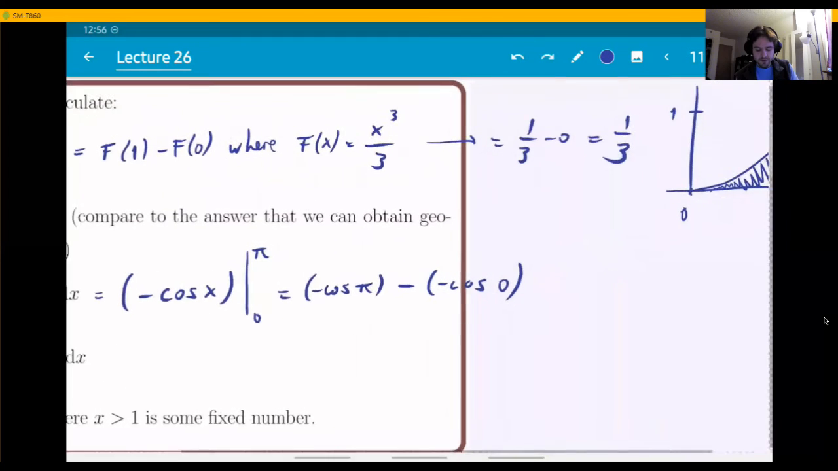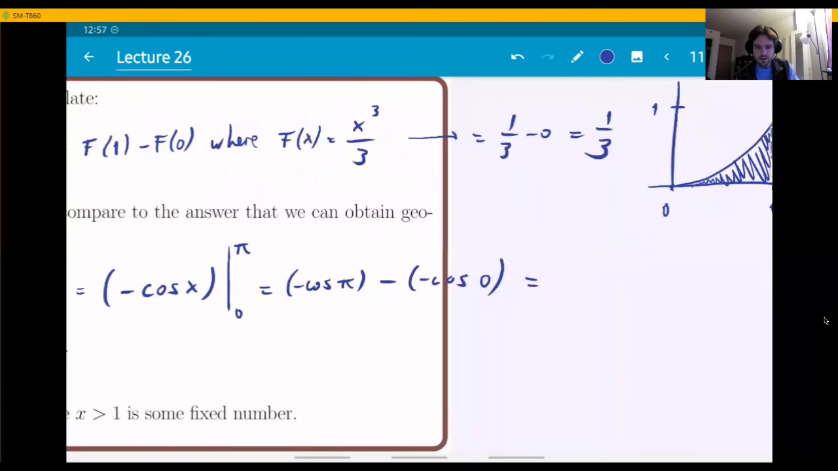And what is this number going to be? Cosine of pi is minus 1 with an extra minus in front becomes plus 1. And here you have plus cosine of 0, which is 1. So that's a 2.